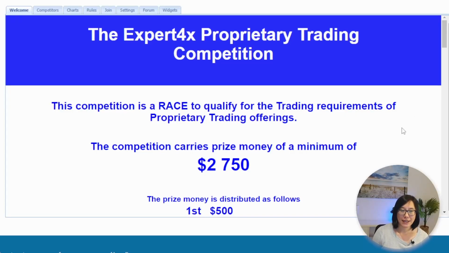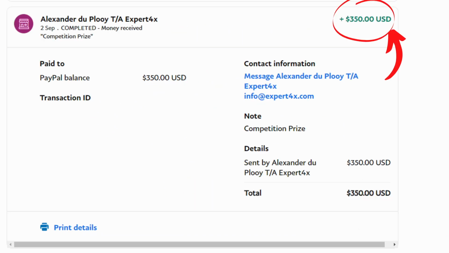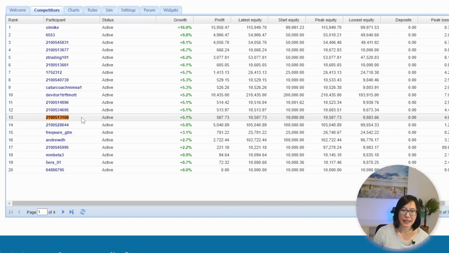Expert Forex hosted a race to pass the proprietary trading competition, and there was $2,750 in prize money. I won 4th prize and I got $350, and that's me right there. The leaderboard isn't reflective of who won first because this one is sorted by growth.